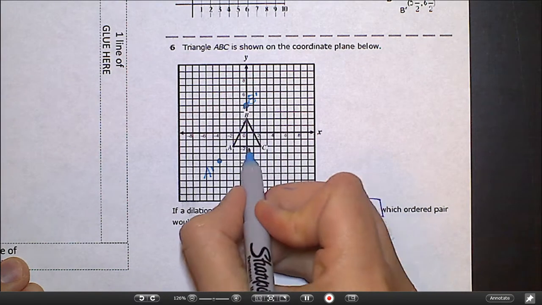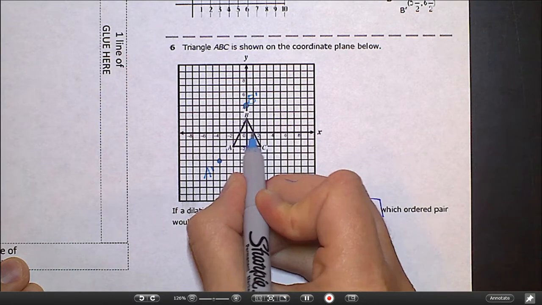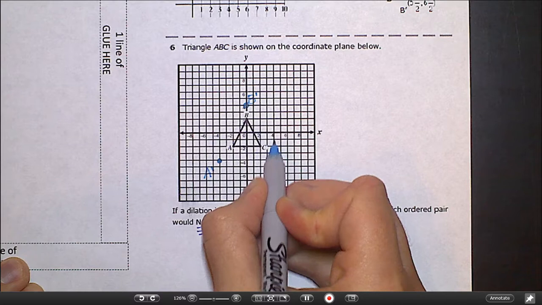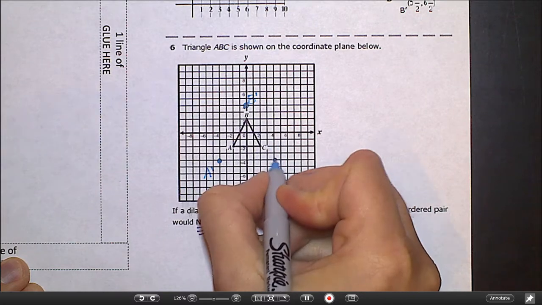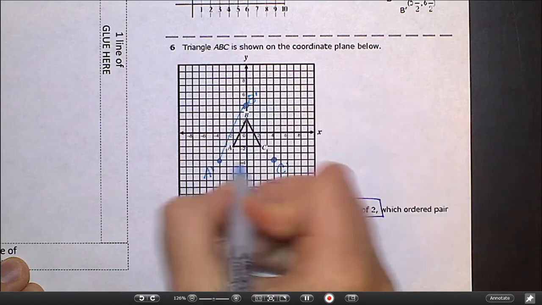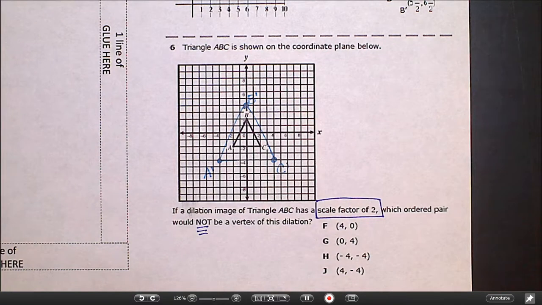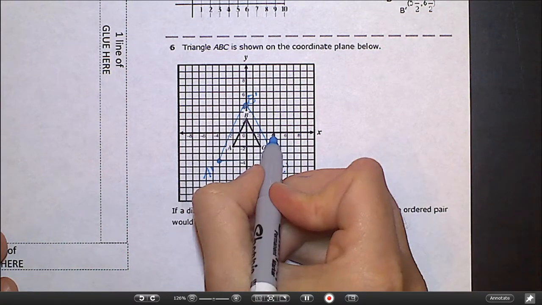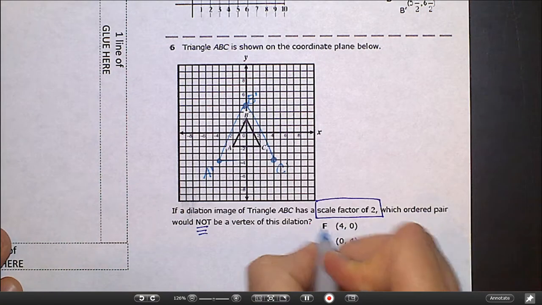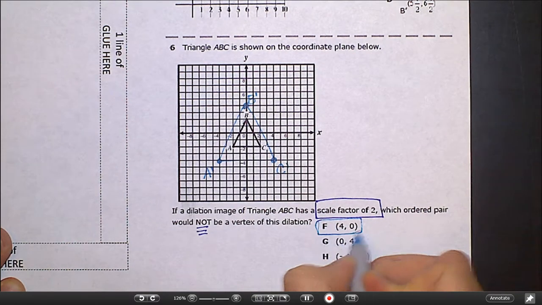And then here I have 2, -2. So 2 times 2 is 4. -2 times 2 is -4. And here is C prime. So this is our new triangle. So let's check each of these. 4, 0. Well, that would be 4, 0. Okay, well, that one is not a coordinate. That's not a vertex, so I think that's probably our answer.